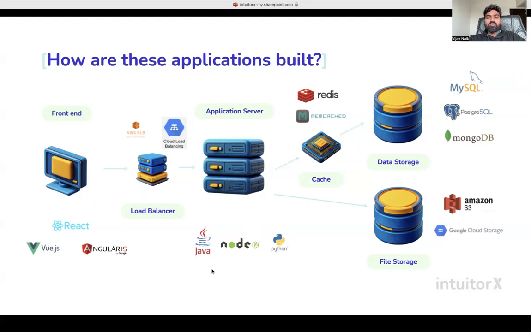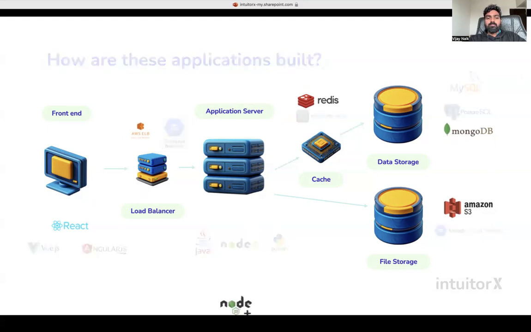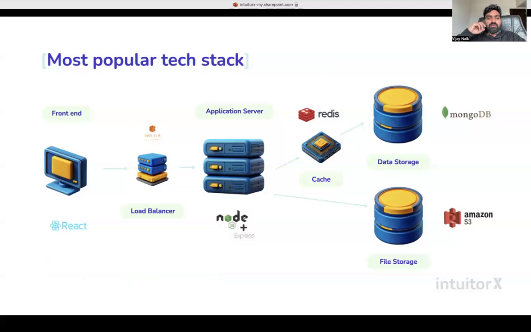But when it comes to today's startup ecosystem, the most popular technologies used are: for front end we use React, for application server we use Node.js with Express.js, for database we use MongoDB, and for file storage we use S3. And this is called the MERN stack. MERN stands for M for MongoDB, E for Express.js, R for React.js, N for Node.js.